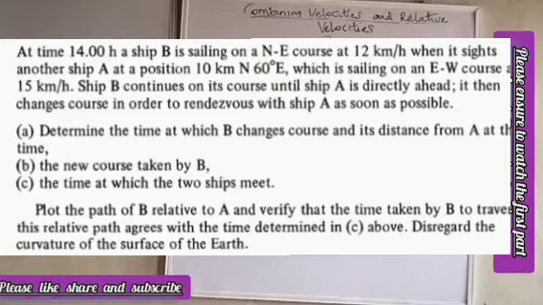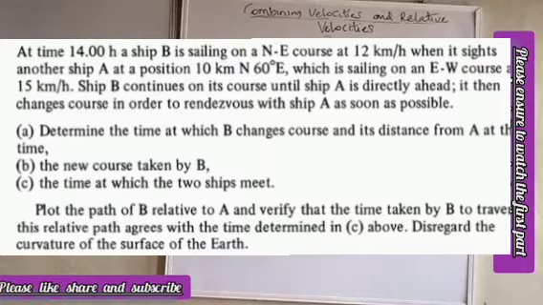Ship B continues on its course until ship A is directly ahead of it. It then changes course in order to rendezvous with ship A as soon as possible. A. Determine the time at which B changes course and its distance from A at that time. B. The new course taken by B. C. The time at which the two ships meet.